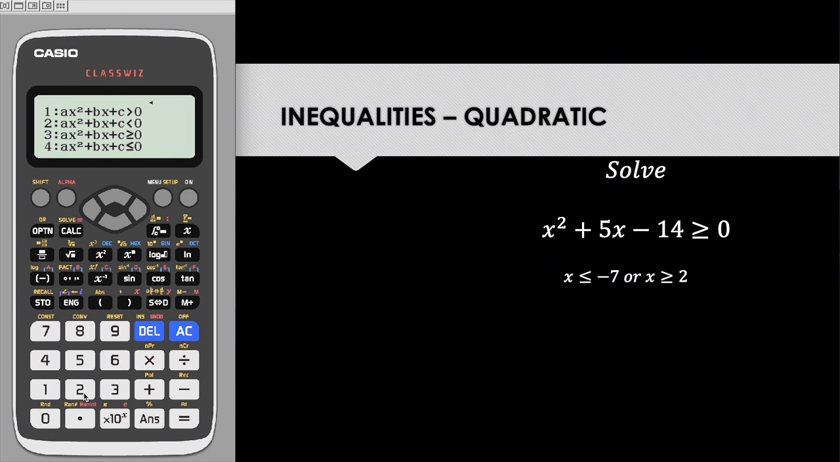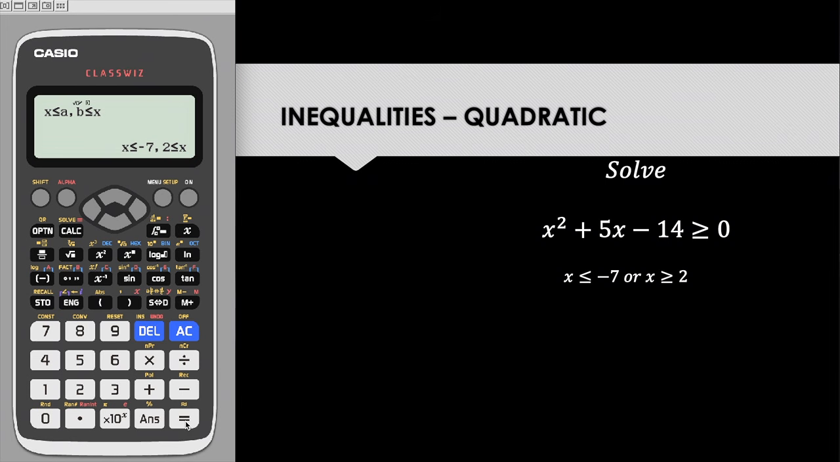So select 2, and then you're brought up to this menu where it shows you the 4 different types of quadratic inequalities you could come across. So for this one, we've got option 3 because we've got an equation where the inequality sign is greater than or equal to 0. So we select option 3, and we can input our values. So x squared is 1, and then we've got plus 5x and minus 14.